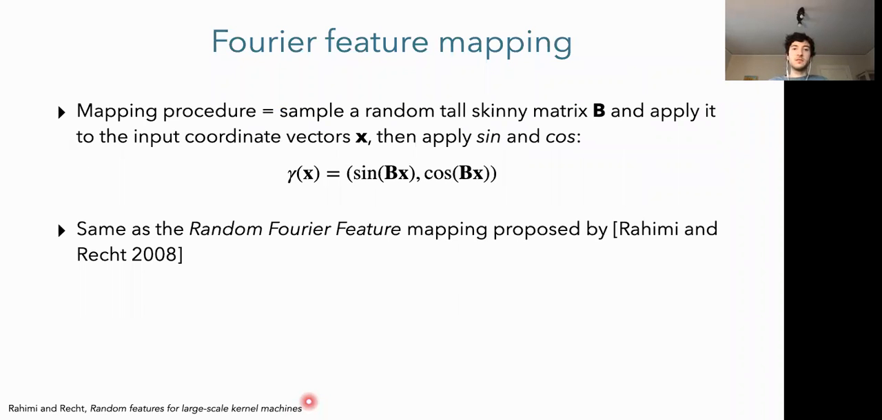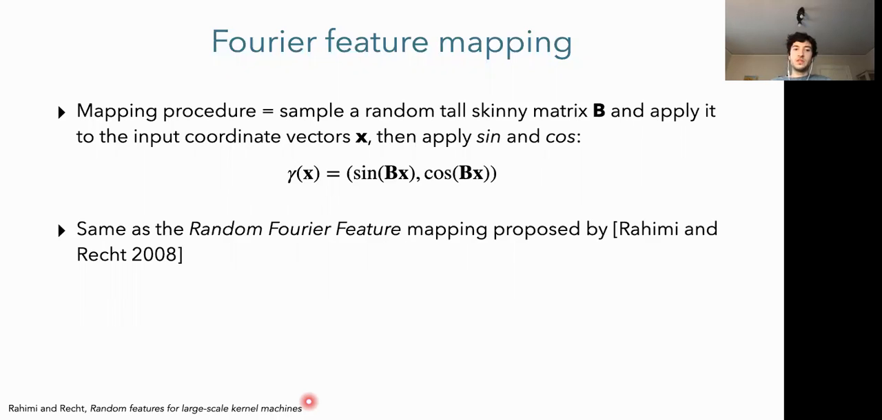Now, the exact form of the Fourier feature mapping is this. We sample a random matrix B that is very tall and is basically a long list of random projections of the input coordinate. We then pass these projections through a sine and cosine function. It's worth noting that all you have to do is sample this B matrix once, and then it's fixed during training. So this is just a deterministic mapping and is not another network layer.